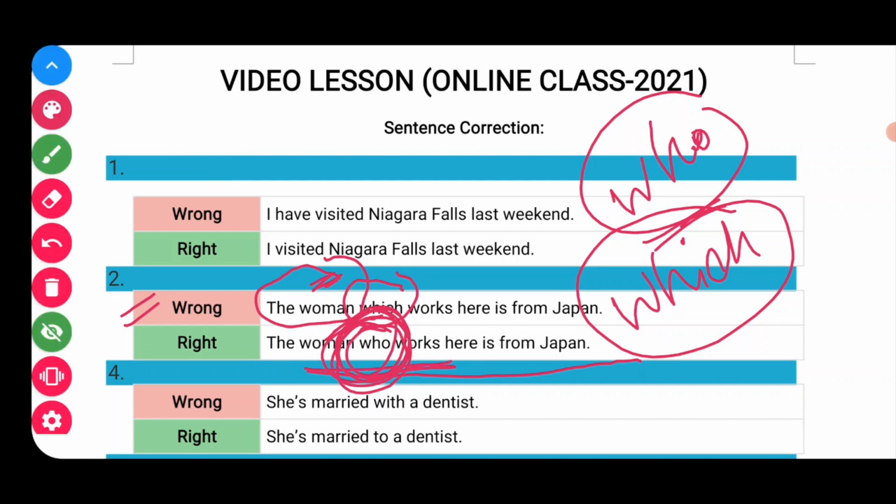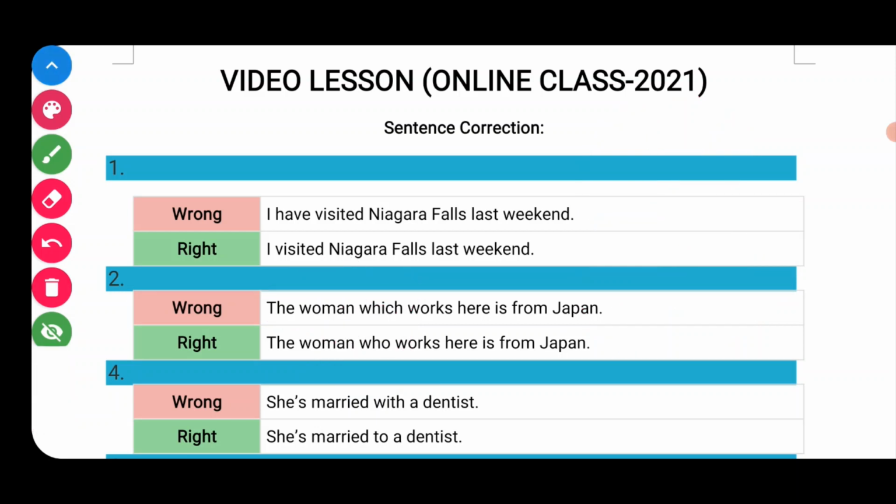Now see the next sentence that we have. The next sentence says she is married. She is married with a dentist.